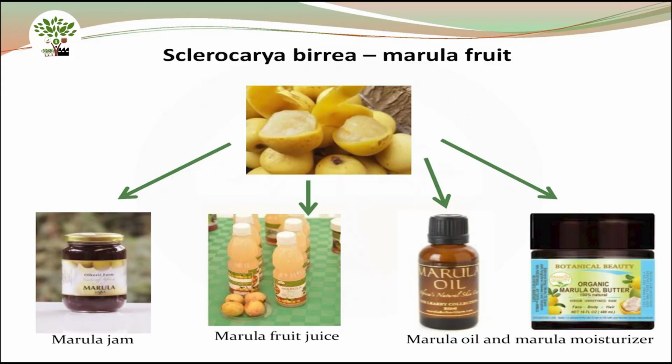The Sclerocarya birrea marula fruit is also another indigenous fruit. Most people know about the wine called amarula. But the fruit, you can process it into a jam, a fruit juice, and also the kernel, again, you can get oil, which can make the oil itself or even a moisturizer.